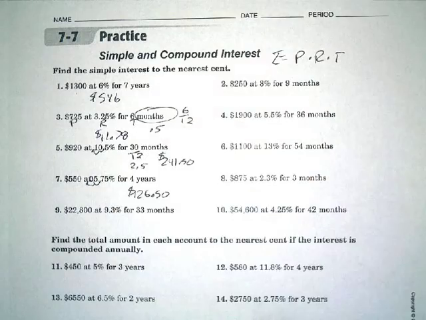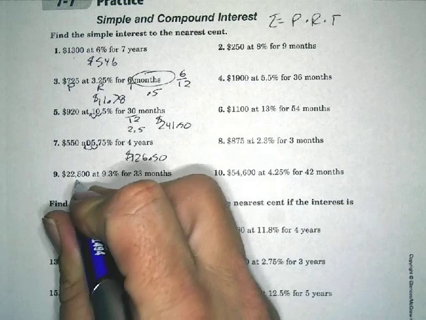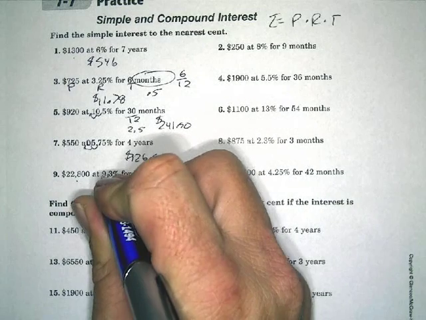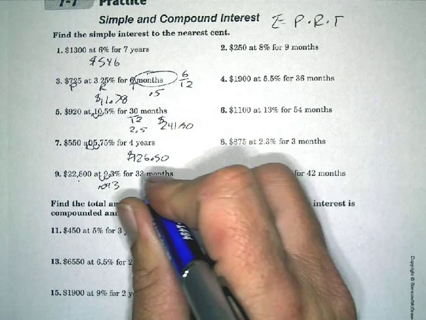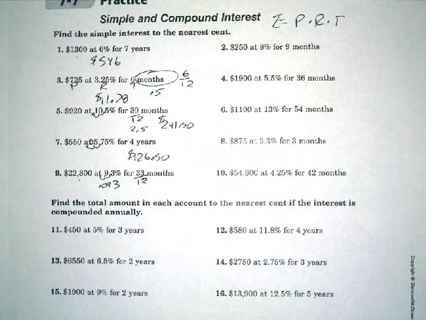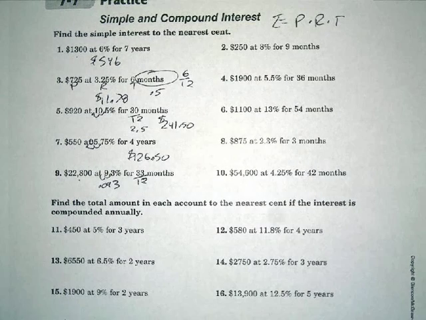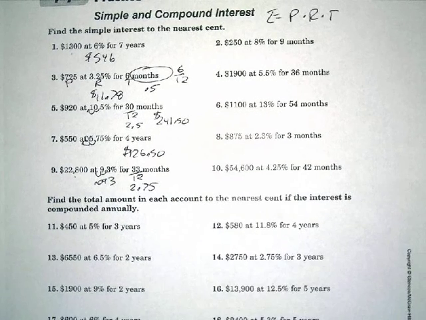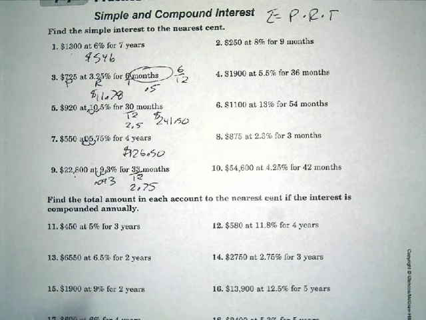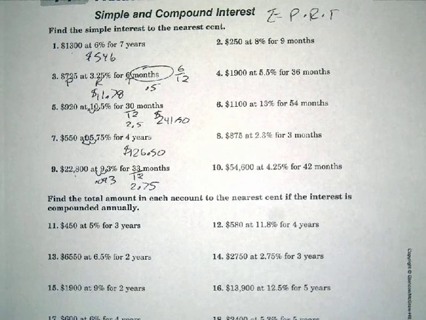Number 9, principal, our rate. We're going to change that to a decimal, 0.093. It's in months. We need to change that to years, so we're going to divide that by 12. 33 divided by 12, 2.75. So we're going to multiply 2.75 times our rate of 0.093 times our amount, 22,800. We're going to get 2,120.